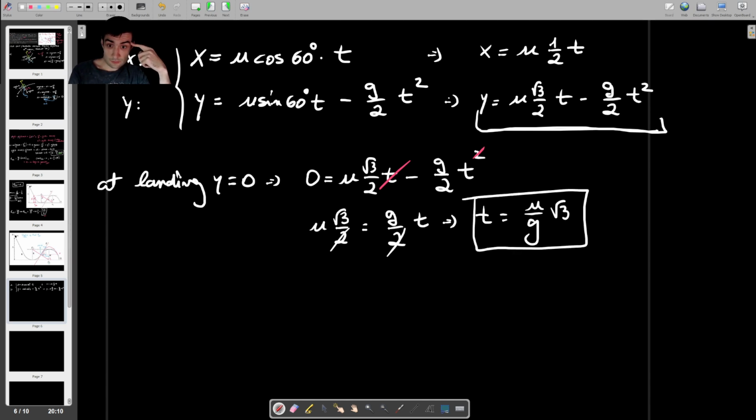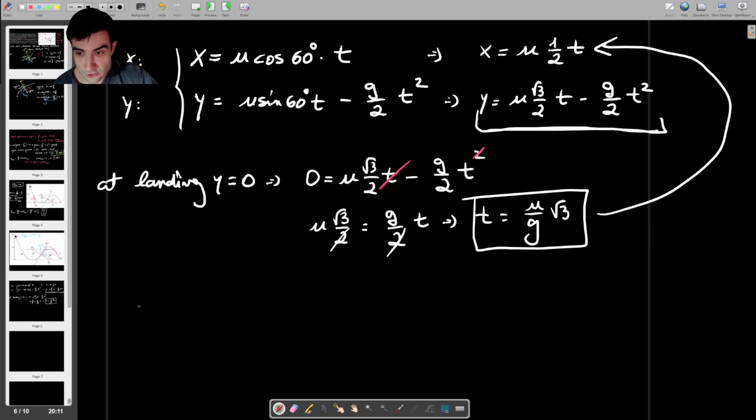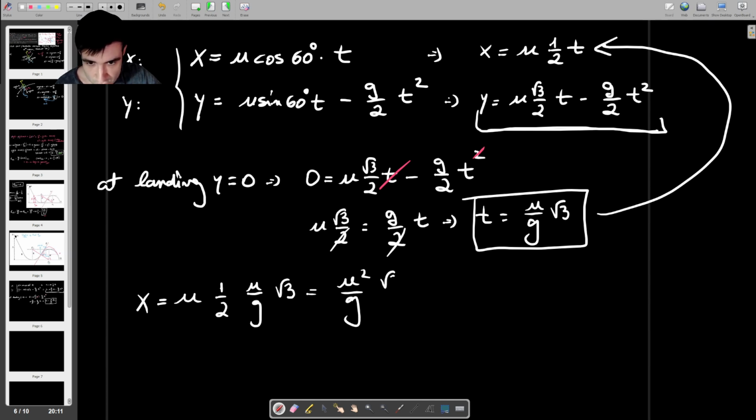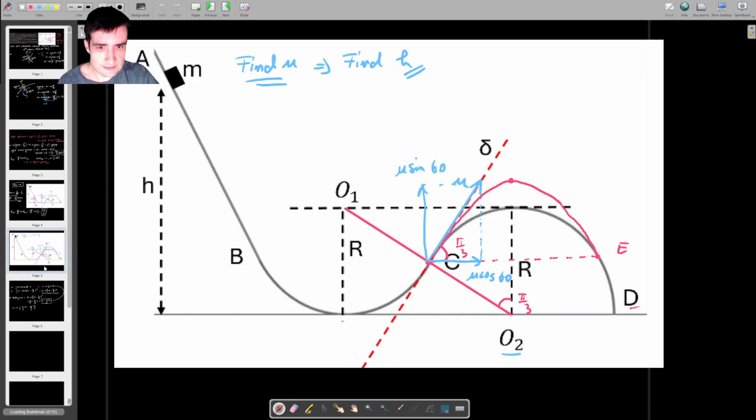Okay, I think that looks fine. And then we sub this in here. So we have x is equal to u times 1/2 times u over g root 3, which is u squared over g times root 3 over 2. So all we need now really is to find what's the horizontal distance, which shouldn't really be difficult to do. We just use some trigonometry and we'll figure it out.